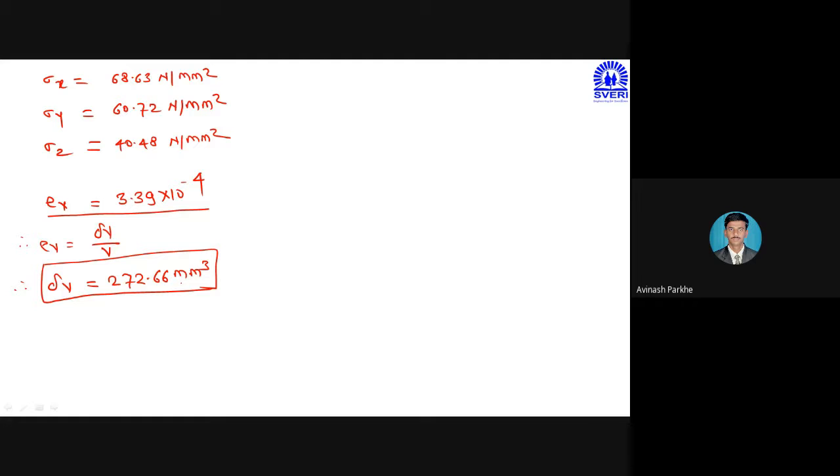So change in volume is equal to 272.66 mm cube. Do the calculations and represent the answer in the chat box. Then change in dimensions.